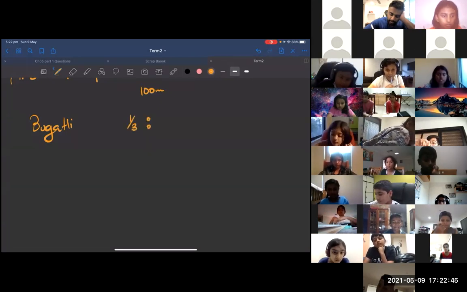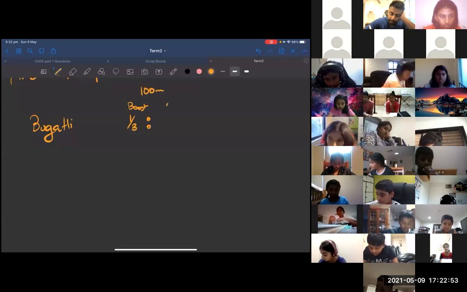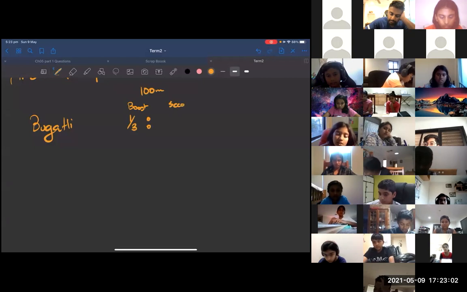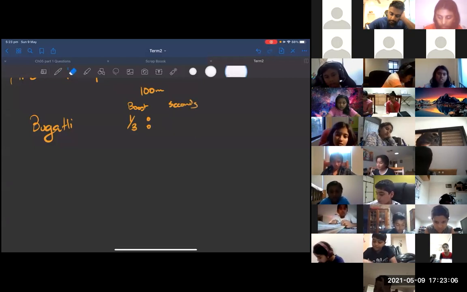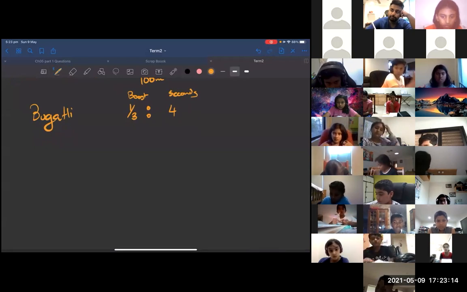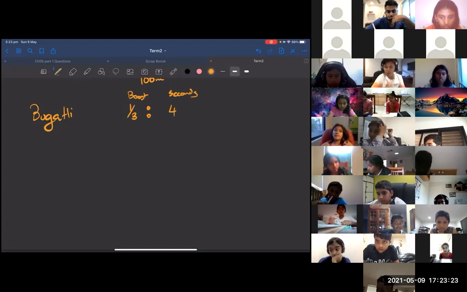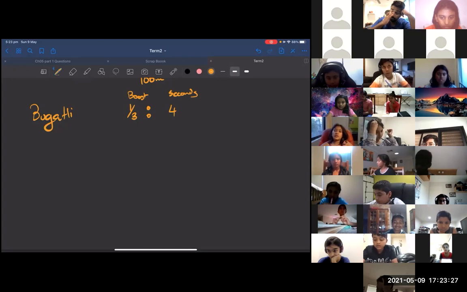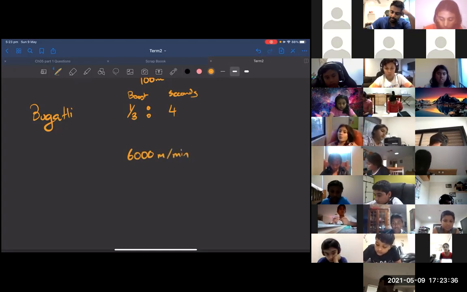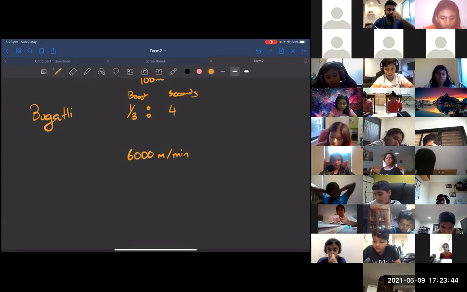He needs 1/3 of a liter of boost to drive 4 seconds. Okay. For 4 seconds, he needs 1/3 a liter of boost. If he has boost, right, his car will travel 6,000 meters per minute, right? His car will travel 6,000 meters per minute. His race is a 1,100 meter race. How many liters of boost will he need?